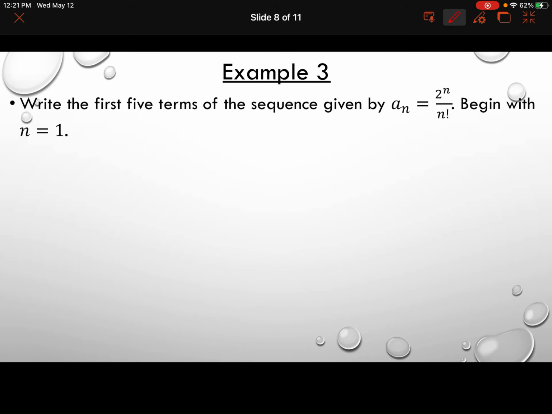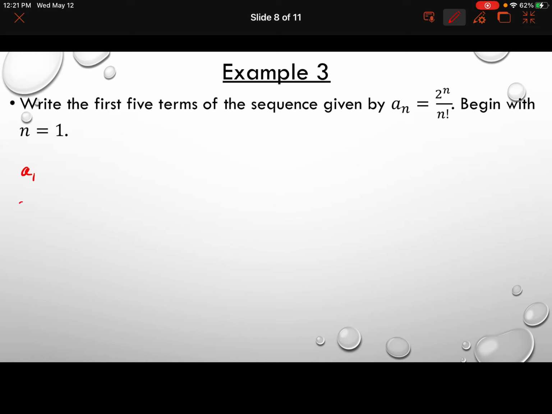So example 3, write the first 5 terms of the sequence given by a sub n is equal to 2 to the power of n divided by n factorial. Begin with n equals 1. Okay, so this is what I mean. You have to be able to at least use it, evaluate it, actually compute what it's equal to. So let's do the first 5 terms.